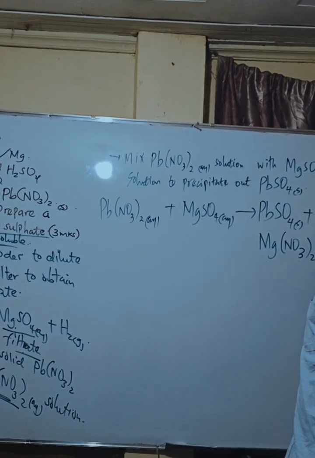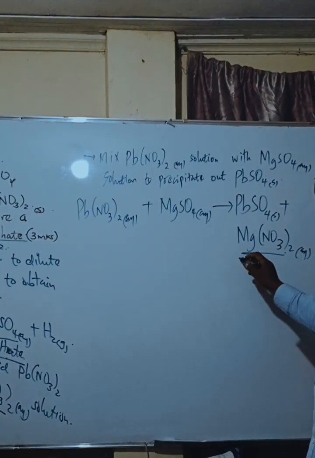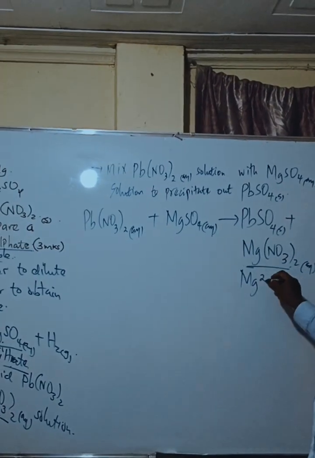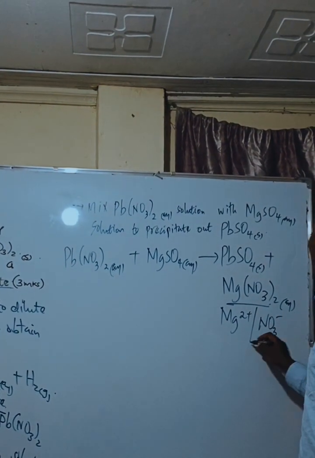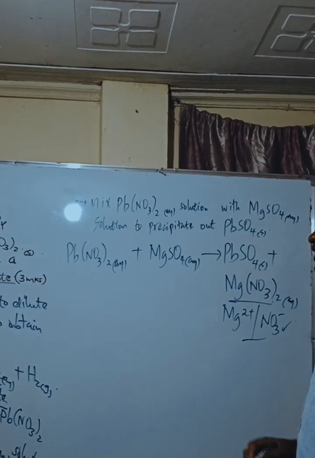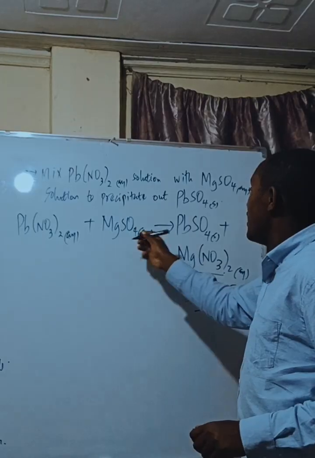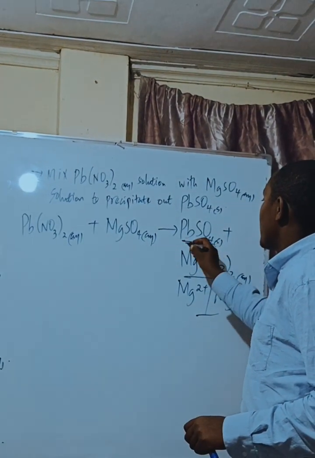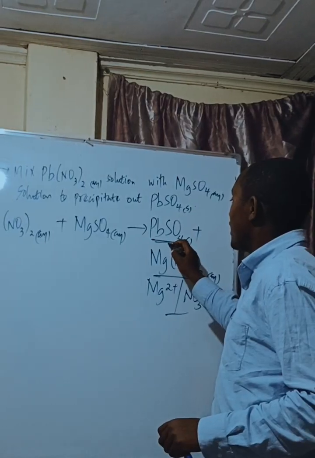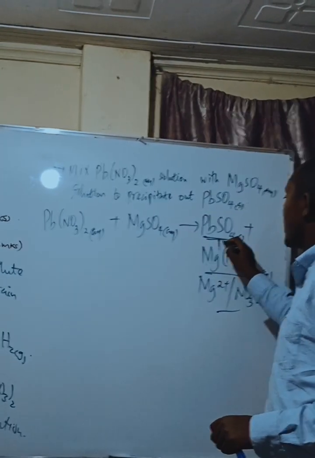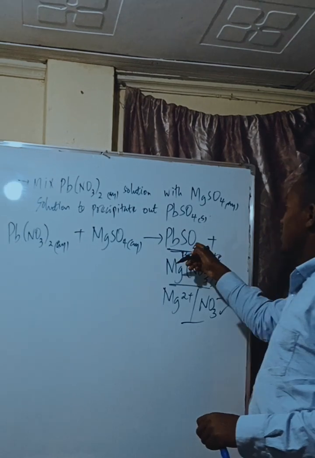These are ions that do not undergo change. They are spectator ions. Therefore, the spectator ions here are magnesium ions and nitrate ions. But the ions that undergo change, in the beginning they were in aqueous state, and in the final stage they are in solid state. So this is the precipitate, in solid state.